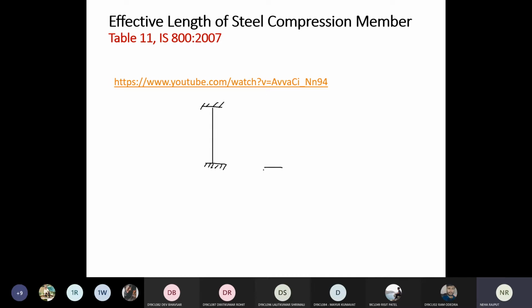Say for example, if any other column member or vertical member is fixed at one end and free at the other end. So this type of column deflection behavior also, you have that knowledge of how this kind of member deflects, and due to that deflection, how the effective length is to be considered for the analysis and design.